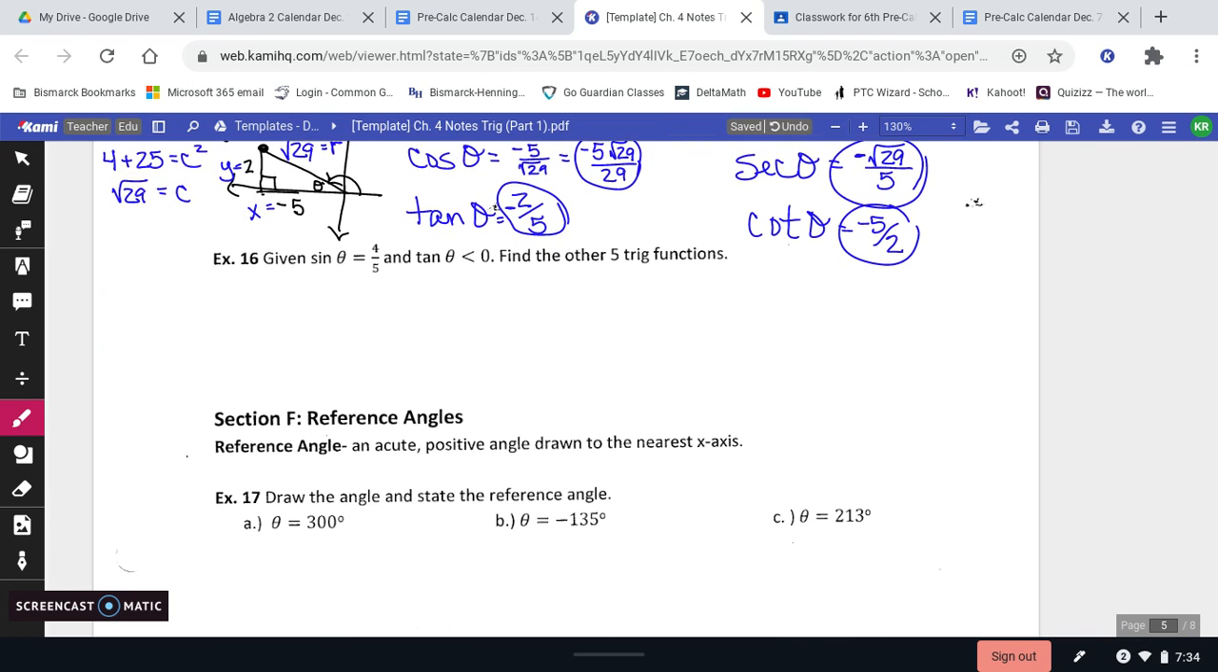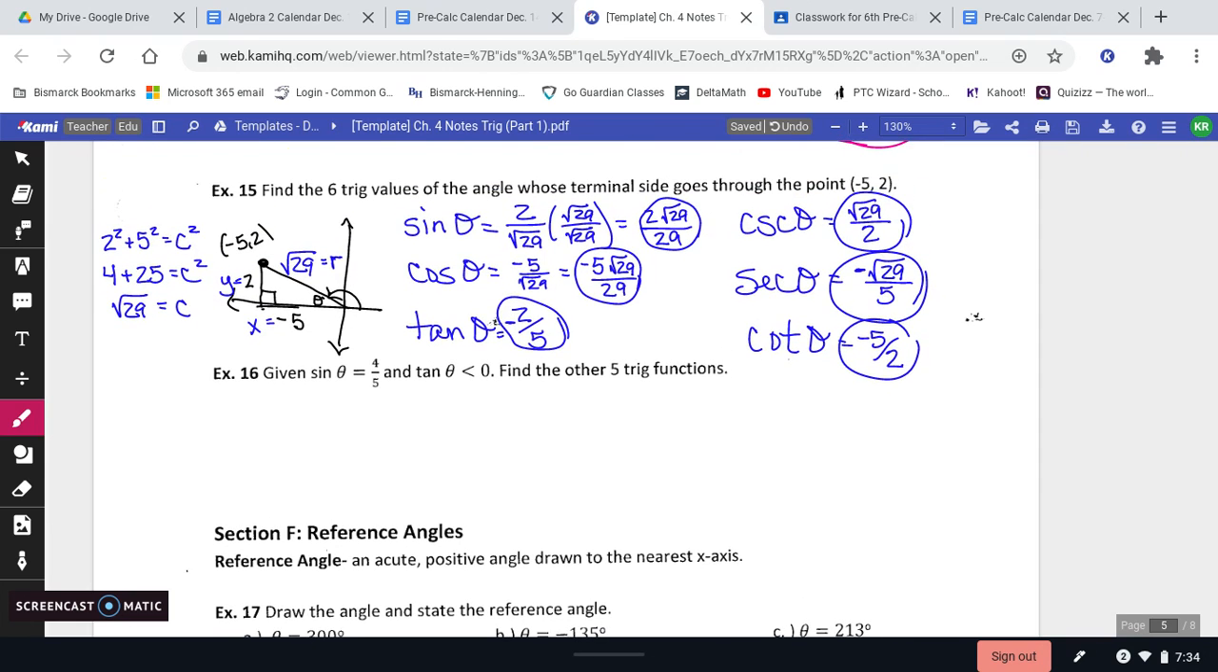Here's another one, very similar. Given sine of theta is 4/5 and tangent is less than 0, find the other 5 trig functions. Some of these were negative because of this x being negative, going to the left. That put this triangle in the second quadrant.